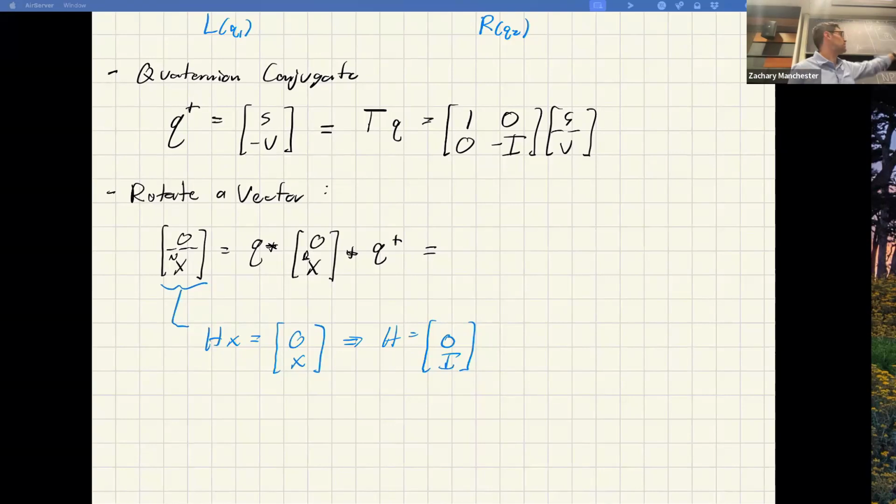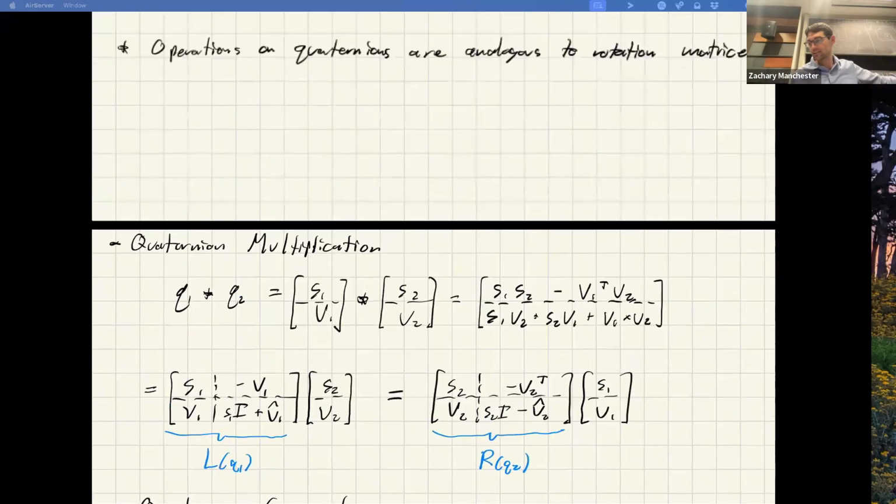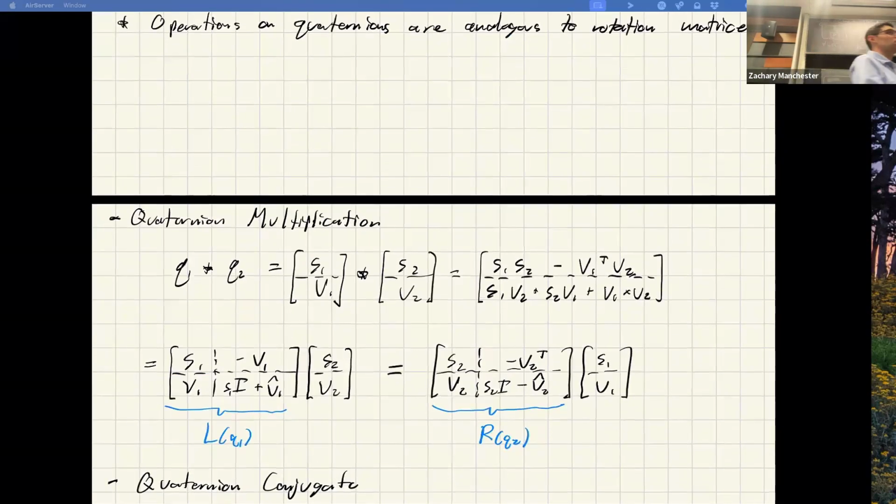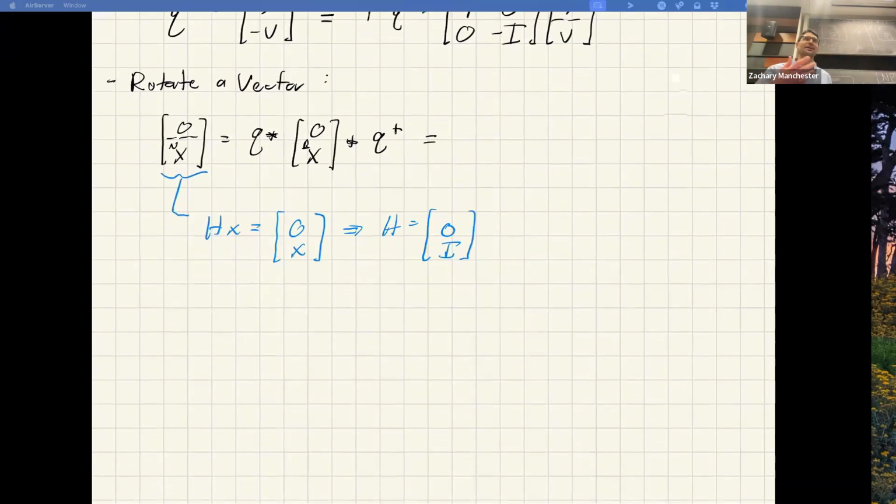And the reason is, if I go back up here and look at the product rule, if I have pure vector, the bottom part is literally just a cross product, right? So these things act like cross products, and they act like the hat. Right? So this promotion with this H to a 0 scalar part, pure vector part, is algebraically acting like the hat map for rotation in rotation matrix land. Cool. So that's good to know. What else?